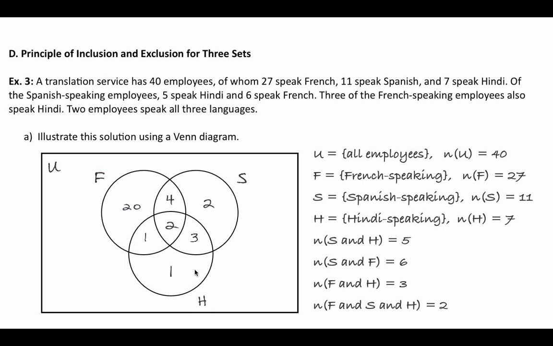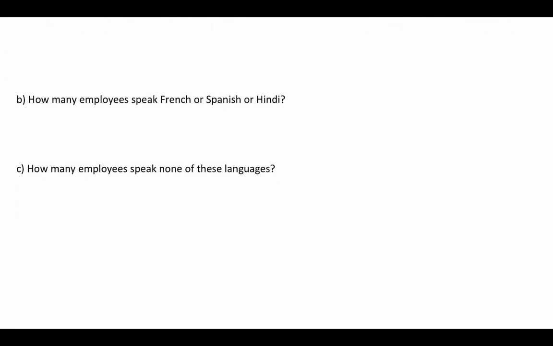This is almost complete. We're not quite there yet, but this is almost complete. So let's take a look at a couple questions. How many employees speak French or Spanish or Hindi? So what this is asking is, of the translation service, what is the union of these 3 sets?